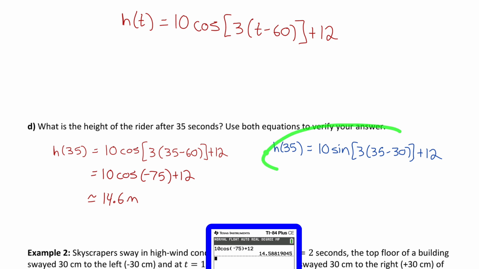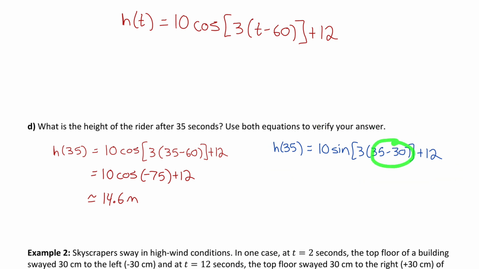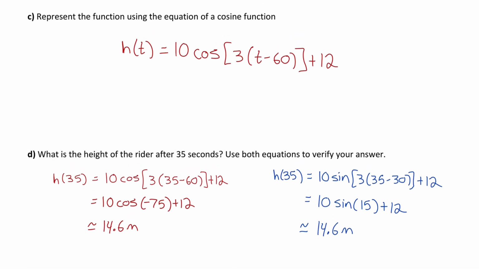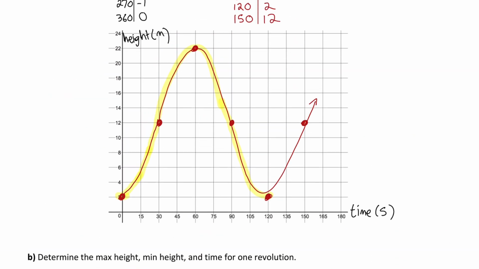And now let's try the sine function. 35 minus 30 is 5. Multiplying that by 3 is 15. And then evaluating that on your calculator, you'll get the same answer of 14.6 meters. And looking at the graph, we can see that when the time is 35 seconds, that would be about right here. If I connect up to my function, it looks like somewhere between 14 and 16. So our answer of 14.6 seems to make sense based on the context of this question.